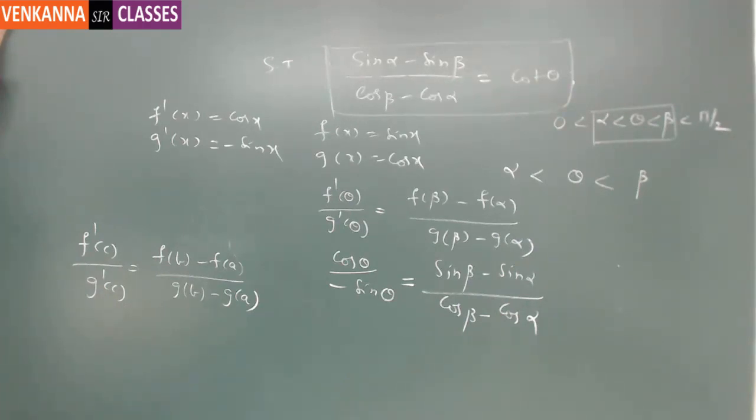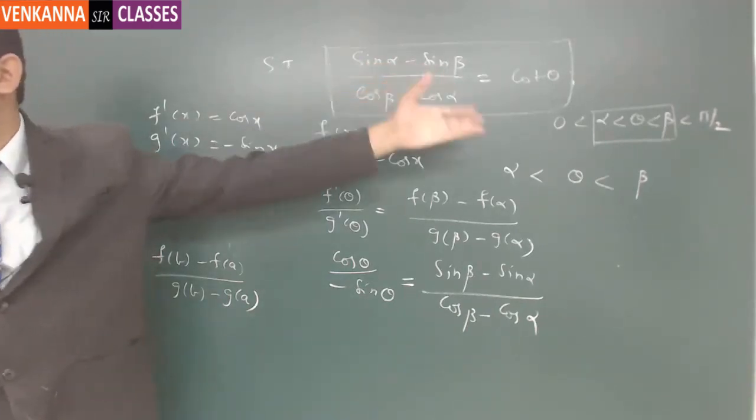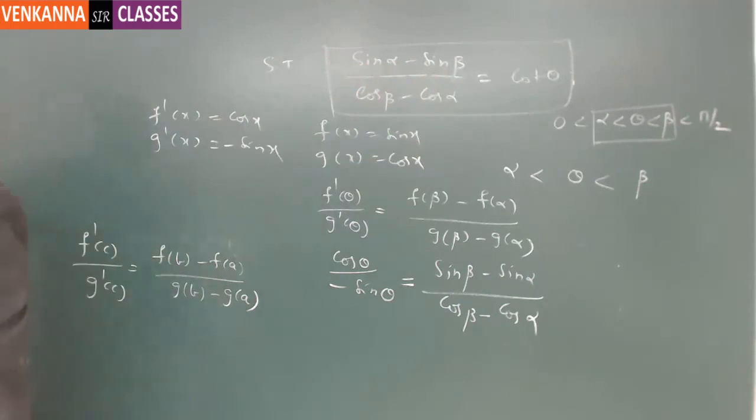To anyone? Or is it clear? The proof of Cauchy's mean value theorem is taken from Lagrange's mean value theorem. Yes, the trick is in choosing the interval. That is also very clear because the values are given in terms of alpha and beta, right? So the interval will obviously be alpha and beta.